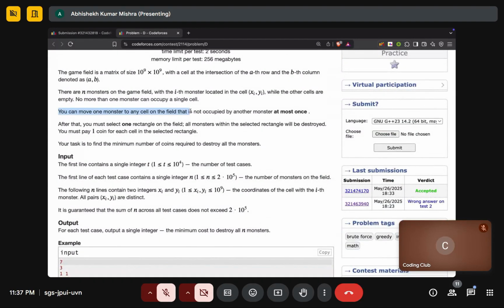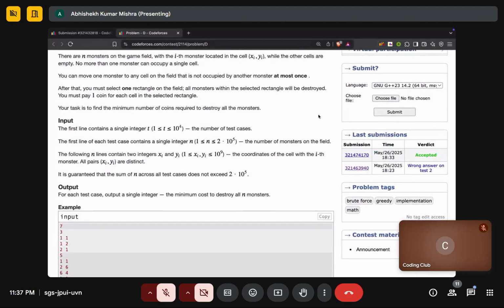Here it is given, you can move one monster to any cell on the field that is not occupied by another monster at most once. So at most once we can place any of the monsters in any other cell, but the remaining n minus 1 monsters will remain at their places.